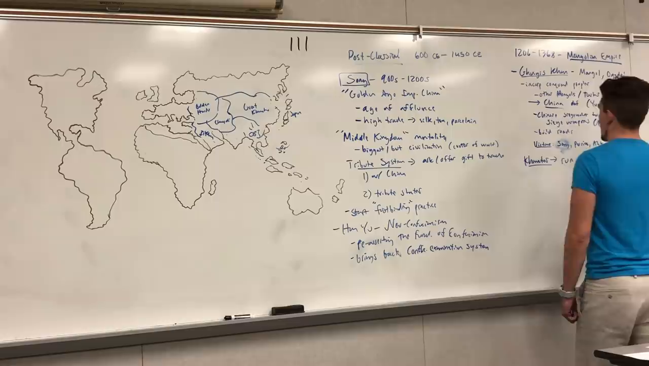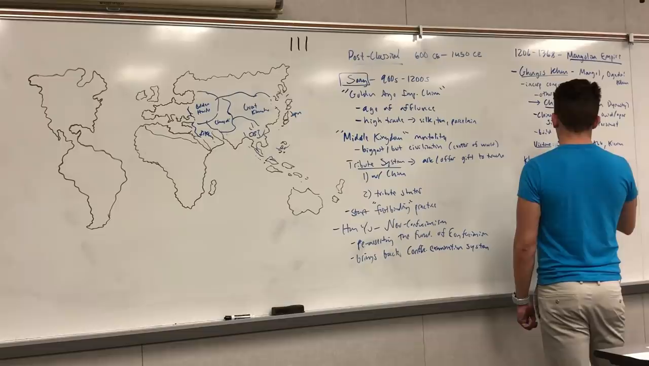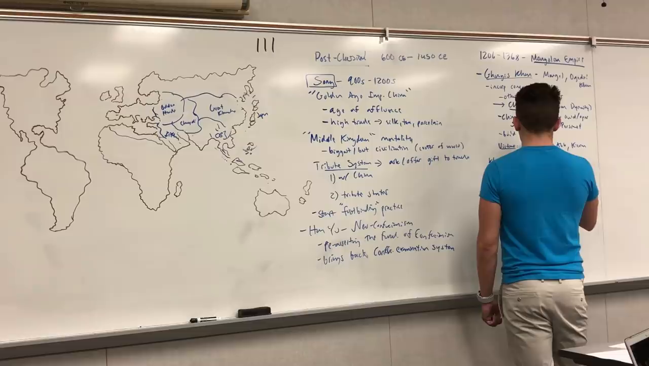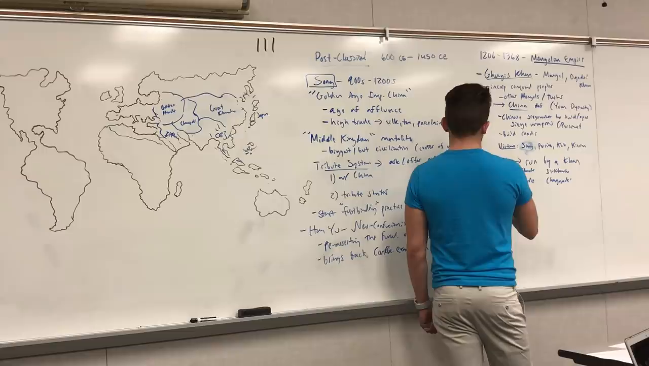So we had the Great Khanate, Golden Horde, the Chagatai, and the Il Khanate. So those are my four Khanates. And of course, the Yuan Dynasty is the Great Khanate that's in China, and that's run by Kublai Khan first.